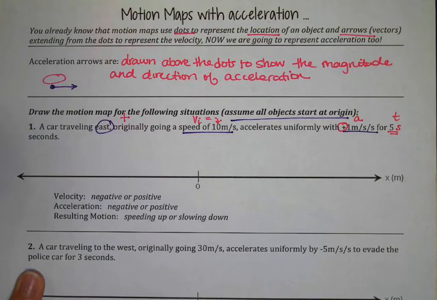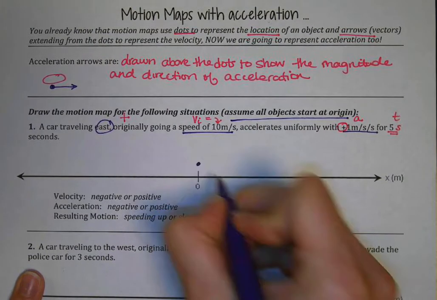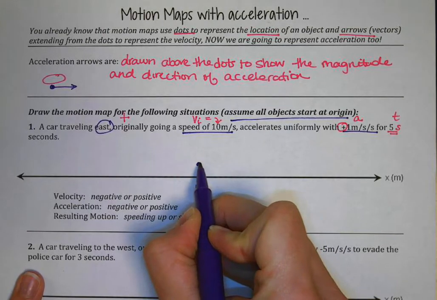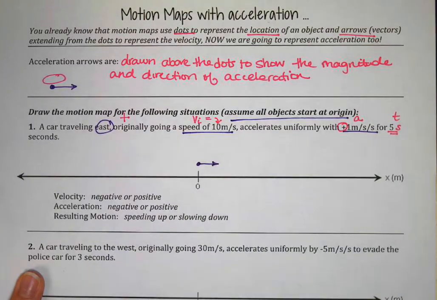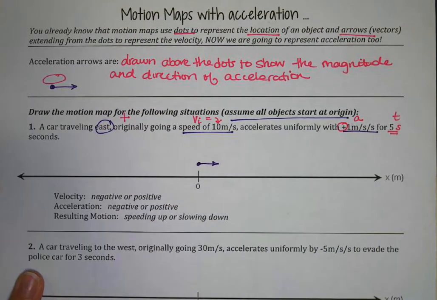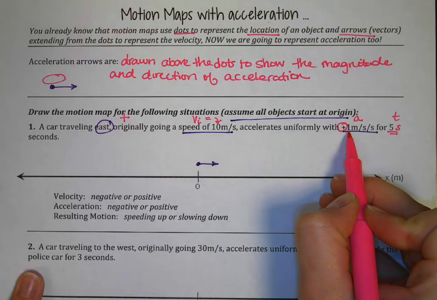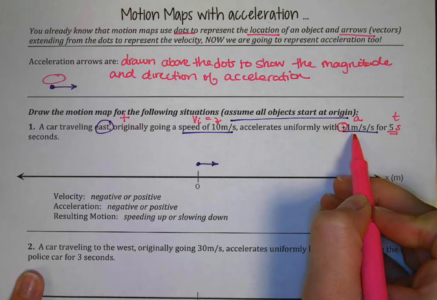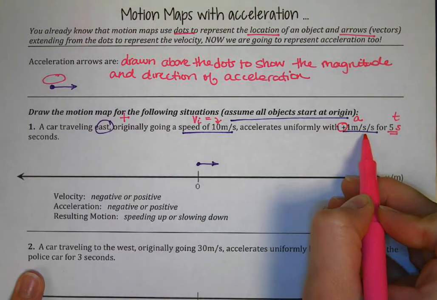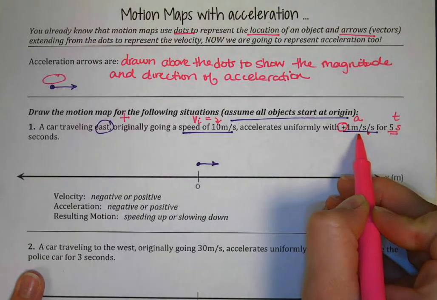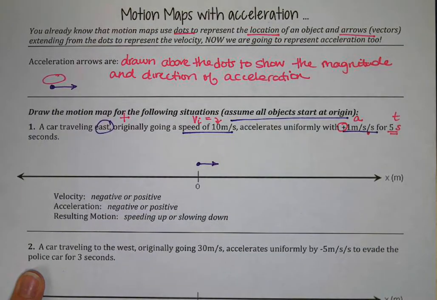So let's start our object at the origin, traveling at an initial velocity of 10 meters per second east, so we'll go to the right, and that size of arrow is going to represent 10. Notice the acceleration is in the positive direction also, and has a value of 1 meter per second for every second that passes. What that is telling us is that for every 1 second that passes, the velocity increases by 1 meter per second.